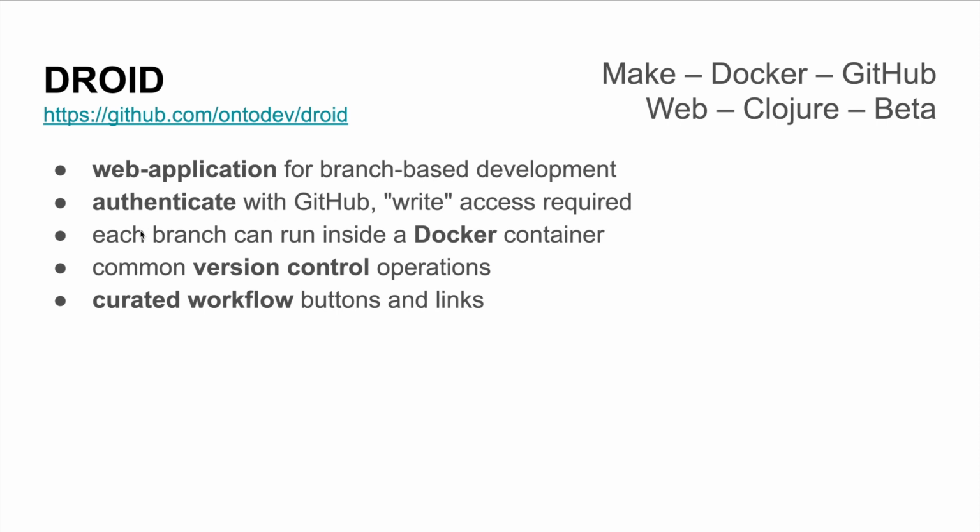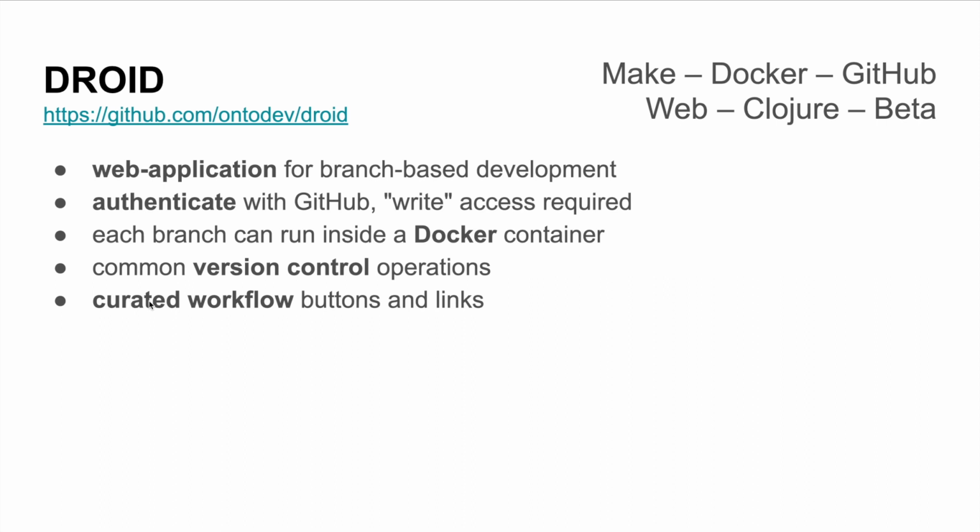And then you can create different branches inside that project. Each one of those branches runs inside a Docker container, so it can have whichever software you need installed into it. And then when you're looking at a particular branch, you can do a bunch of things. You can use common version control operations to update the branch, check your diffs, create a new pull request, and push your commits back to GitHub.